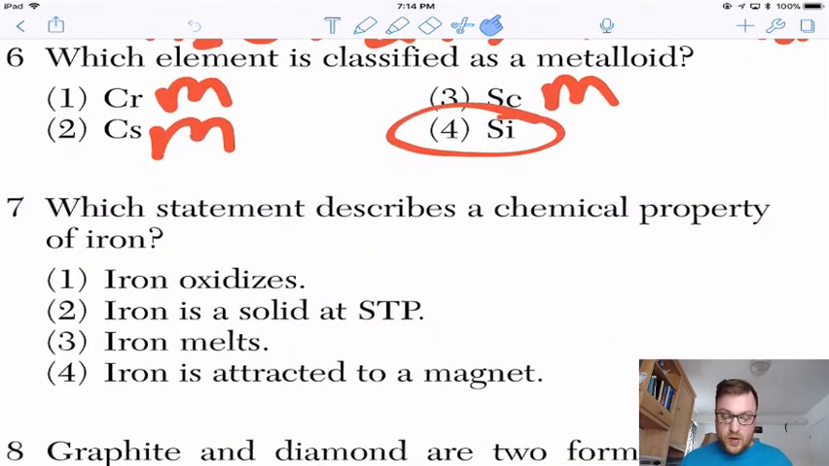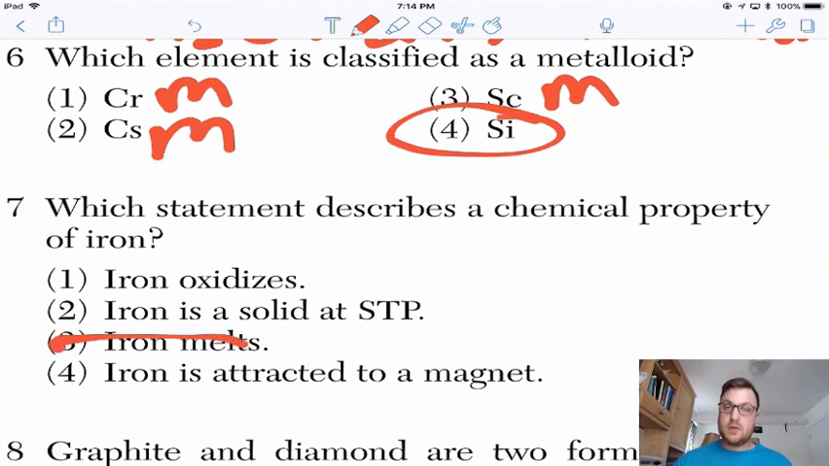7. Which statement describes a chemical property of iron? So we want to pick something where iron is changing chemically. Something that makes the properties of iron different. Something that is hard or not possible to reverse.